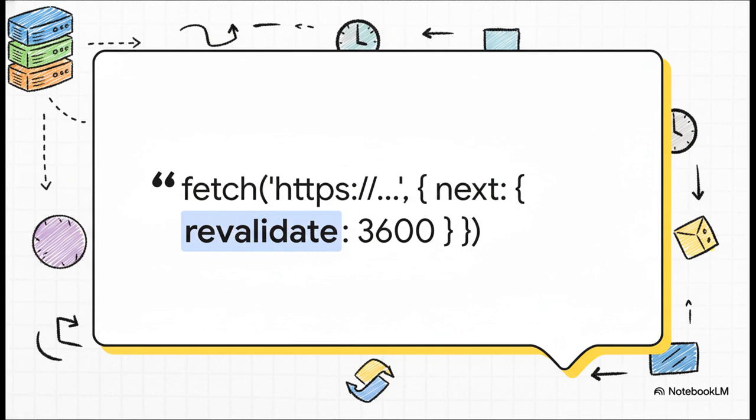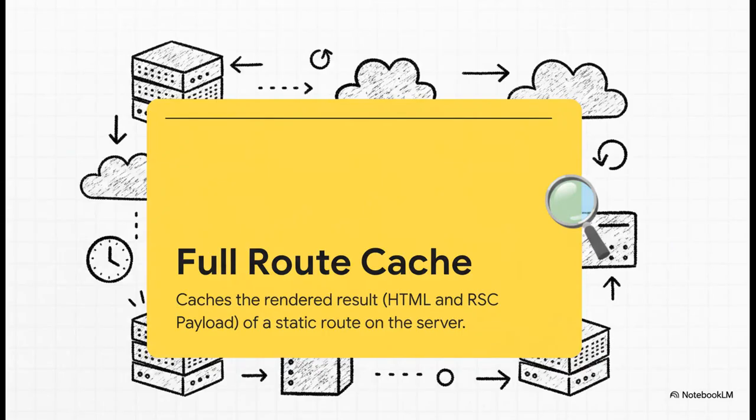You set it to the number of seconds you want the data to be considered fresh. So here, 3,600 seconds. That just means this data is going to be cached for 1 hour. Simple as that.